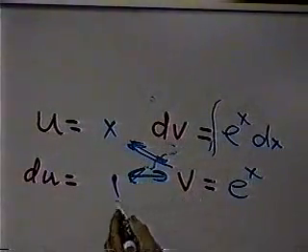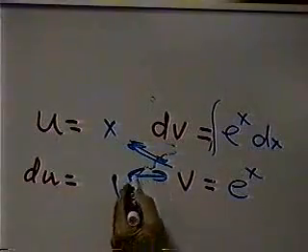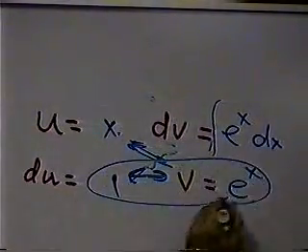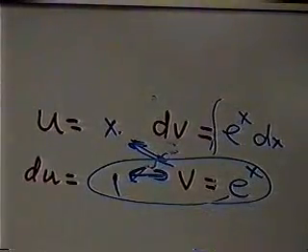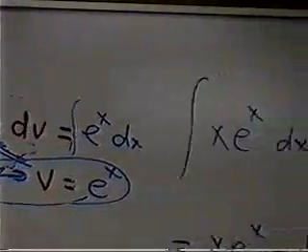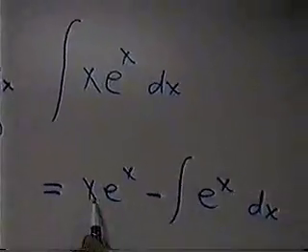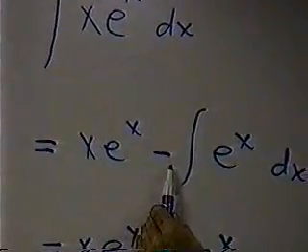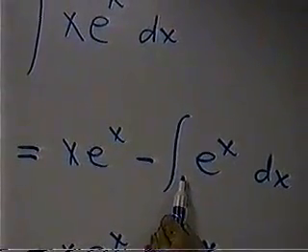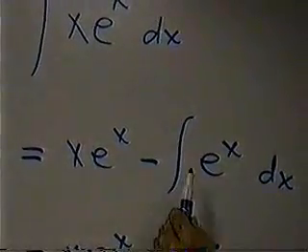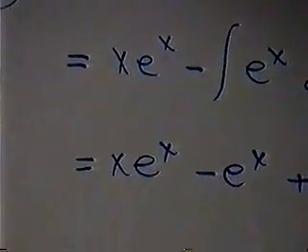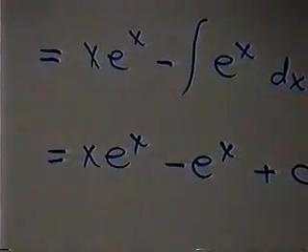UV minus the integration of V du. So this times this minus the integration of this times this. So let's go look at the problem here and see what we have. We now have U, which is x, V, which is e^x, minus the integration of V du. Now, finish that out. Integration of V dx is itself, and so, again, very easy problem once we set that.